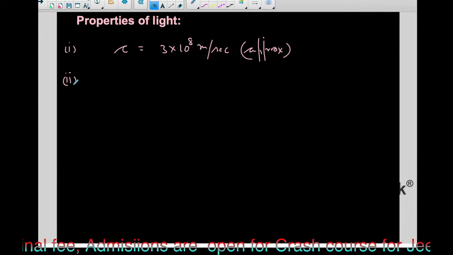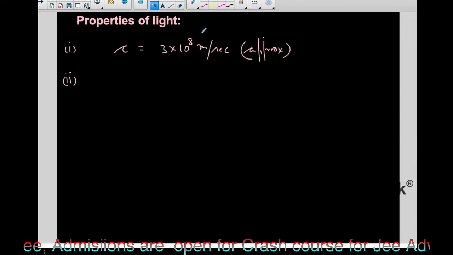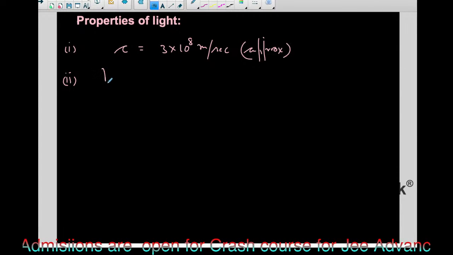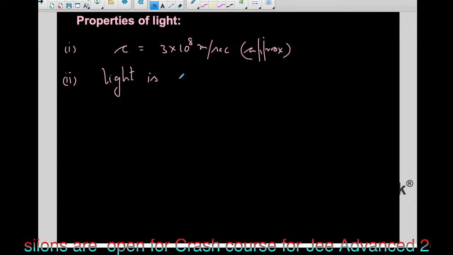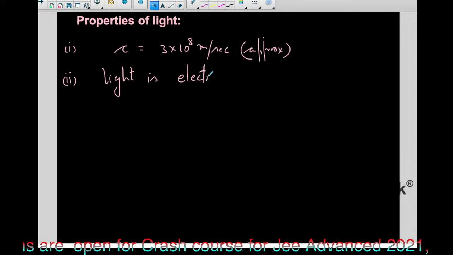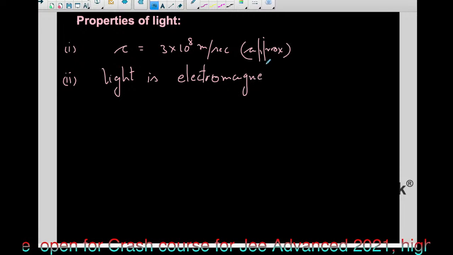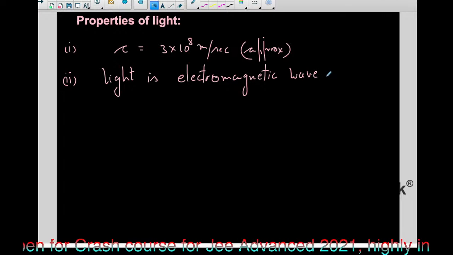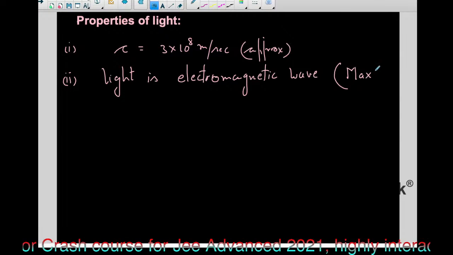Number two, that is important. This is the velocity of light, the maximum possible speed in the entire universe. That is the speed of light. And light, as I told, is an electromagnetic wave. This is given by Maxwell, right?